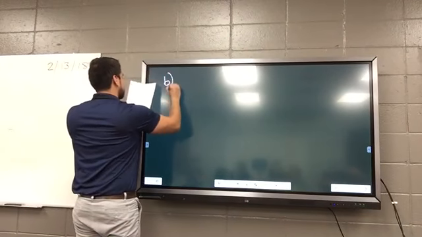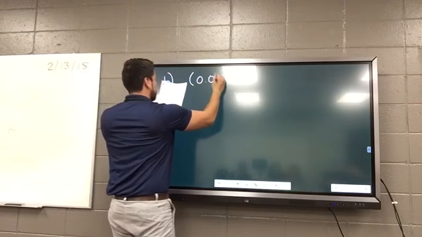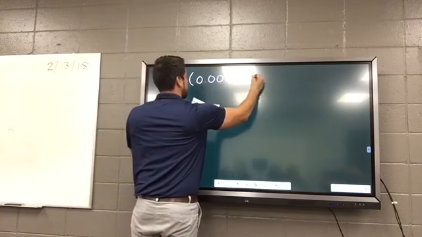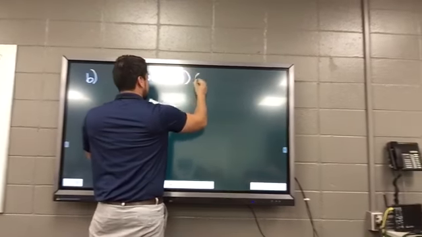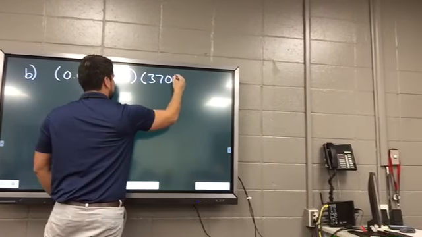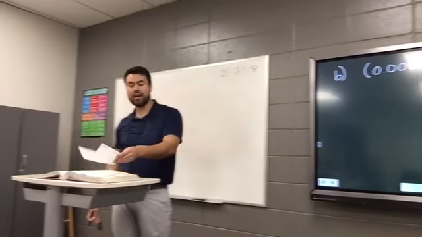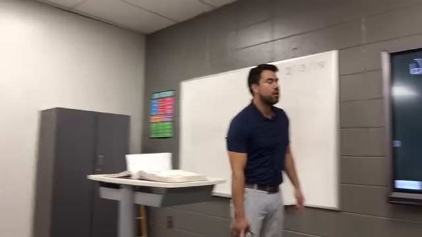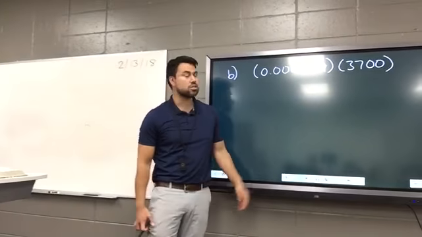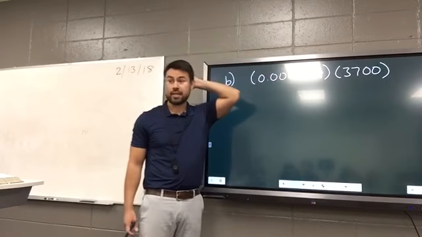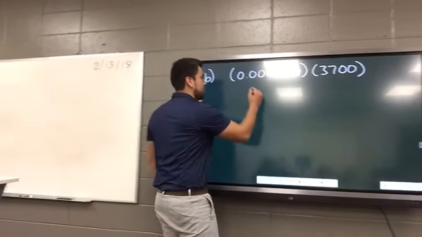B. 0.000009 times 3,700. Okay. You can work it out and you can get all your decimals straightened out. But I want it in scientific notation. How can I write the first number in scientific notation? Jack?